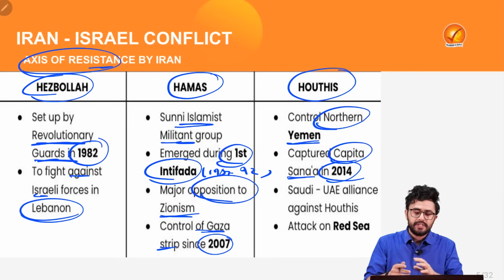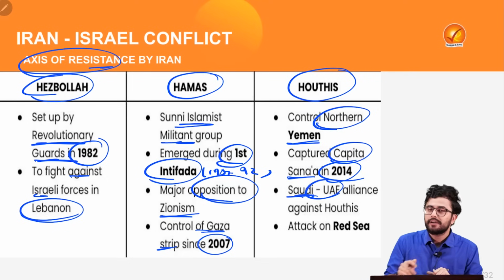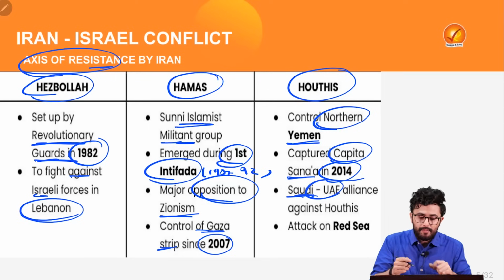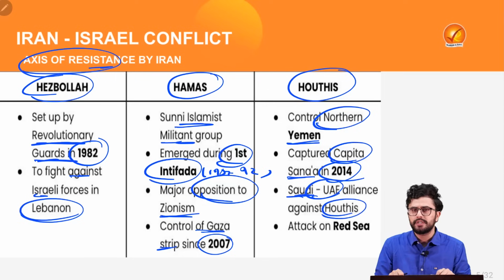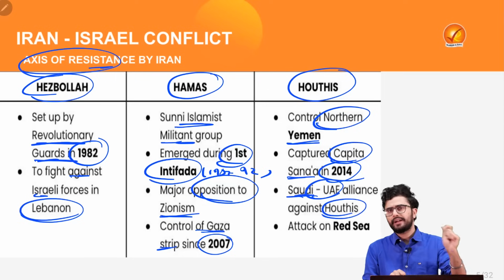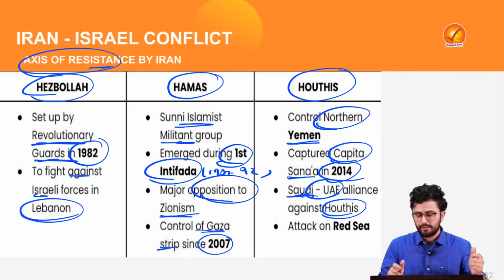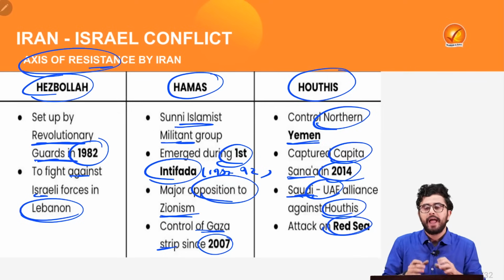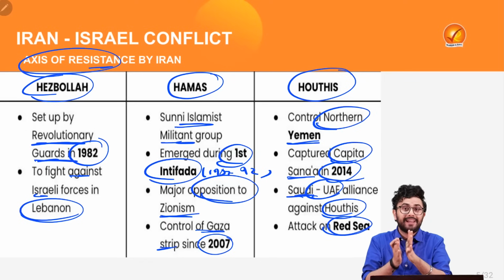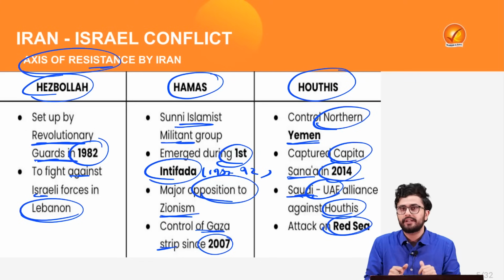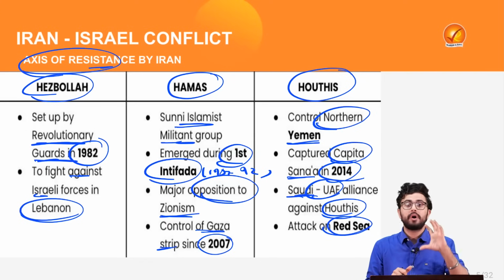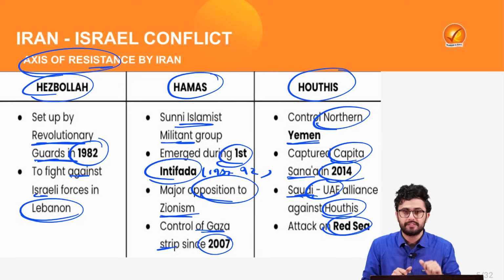Countries such as Saudi Arabia and the United Arab Emirates have tried to form an alliance against the Houthis, who are attacking various kinds of commercial ships in the Red Sea region and trying to curtail and curb trade in the Red Sea in opposition to Israel's attack on Palestinians.